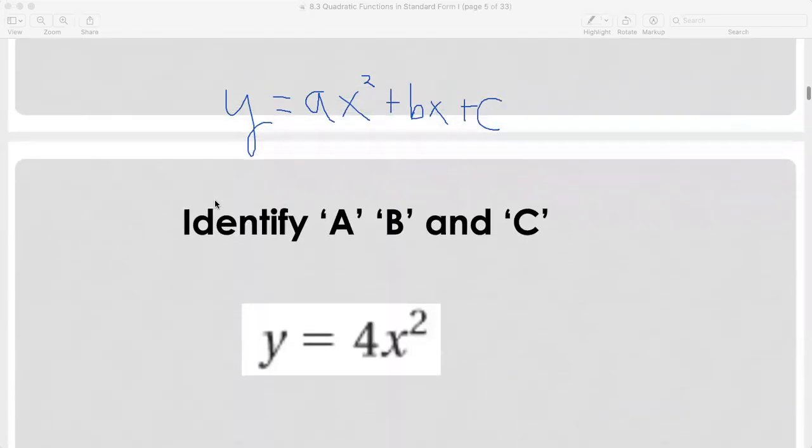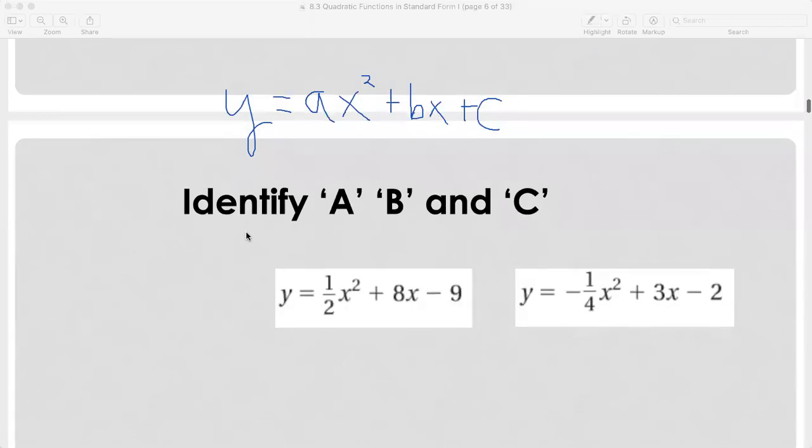All right, pause it and give it a try. So here we only have one term. This is also called a monomial, if you remember from last chapter. This has the x squared, so what's in front of the x squared is your a value. So a is 4, b is 0, c is 0. These aren't so bad, right? You're just getting used to identifying your a's, b's, and c's. Then we're going to put them to work.